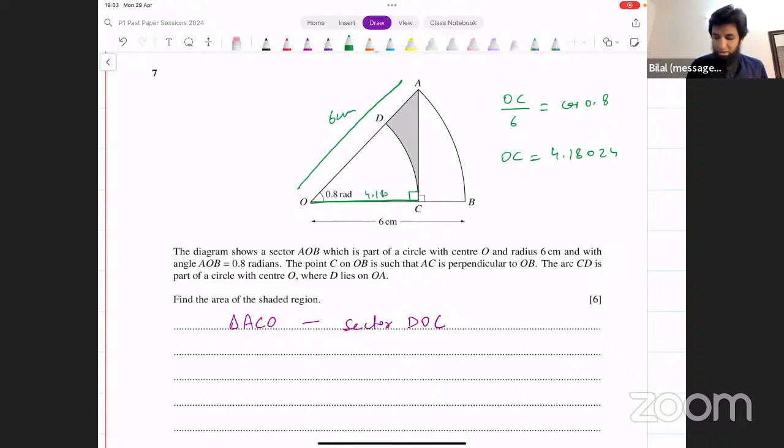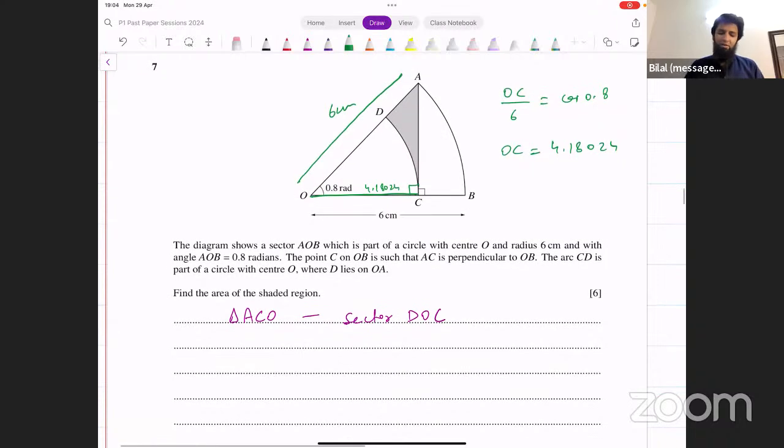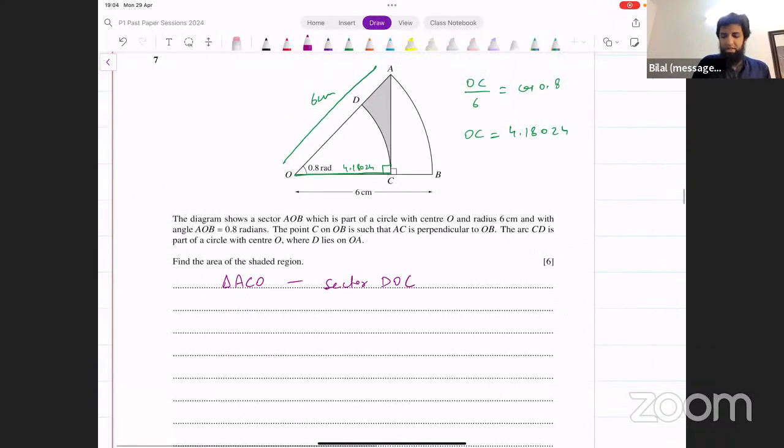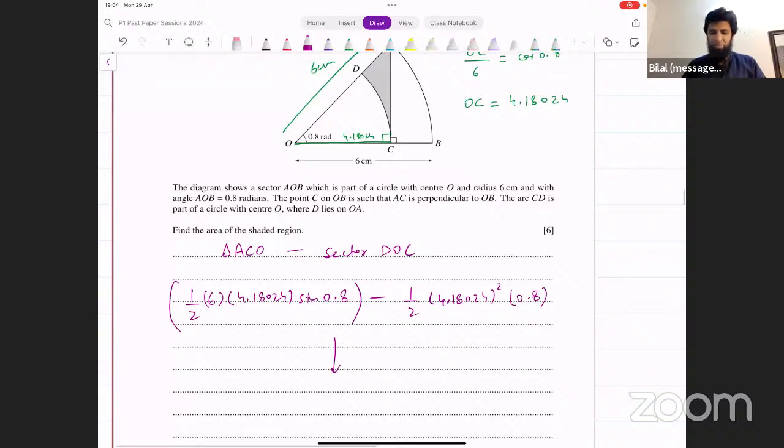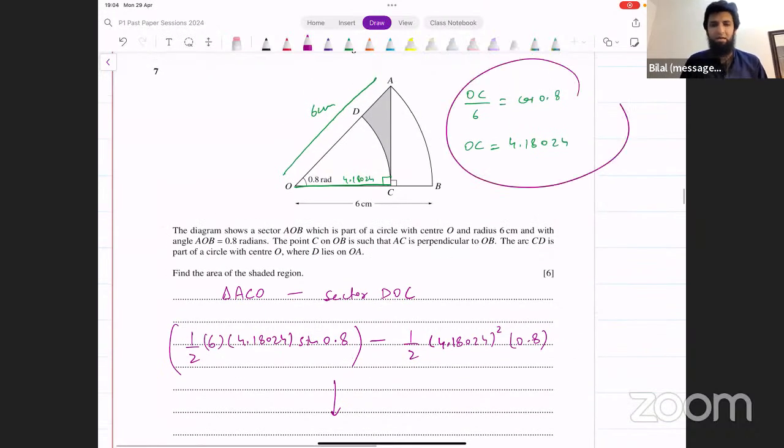So now you've got everything that you need, and it's pretty straightforward. Triangle area is half into AC sine C: half into 6, that's one side, into 4.18024, that's another side, into sine of the angle, 0.8. Subtract from that the area of this sector, half r squared theta: half into 4.18024 whole squared into the angle, which is 0.8. And that will give you the result. That's 6 marks. The only thing you had to figure out here was this angle. Once you have that angle, the rest is pretty straightforward. Does that make sense?